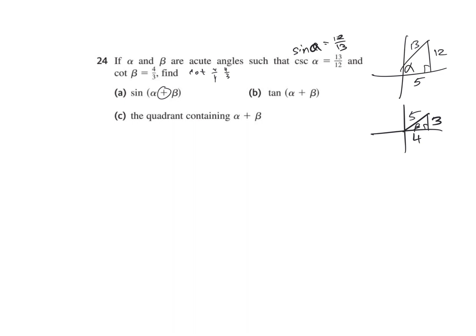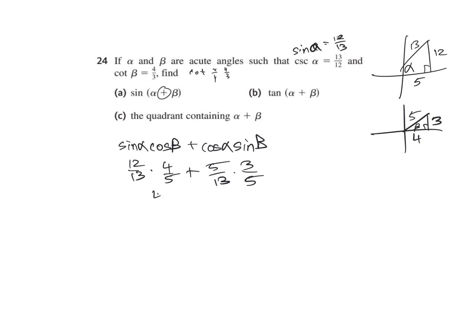All right, so now we do sine addition again. The addition of the sines would be sine times cosine. Sine of the first, cosine of the second, plus the cosine of the first, sine of the second. So sine of alpha is 12/13, and the cosine of beta is 4/5. Cosine of alpha is 5/13, and the sine of beta is 3/5. So that gives us 48 plus 15 all over 65. 48 and 15 is 63 over 65. So the sine of alpha and beta is positive.